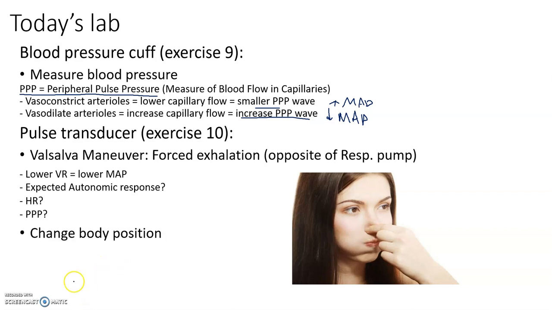Next, we'll be measuring the effect of changing body position, so whether somebody stands or sits. So remember, if somebody stands up, that lowers venous return and lowers mean arterial pressure. What do we expect the autonomic response to be? What effect will that have on heart rate? And what effect will that have on the PPP?